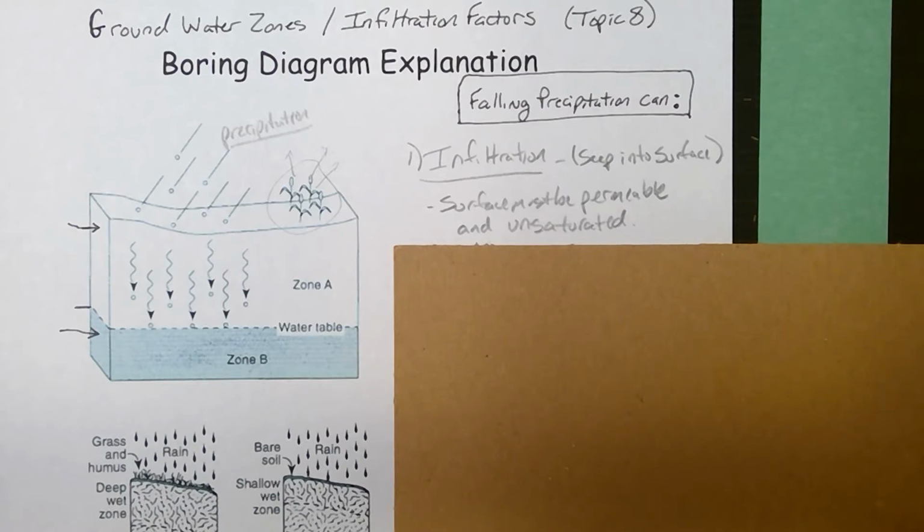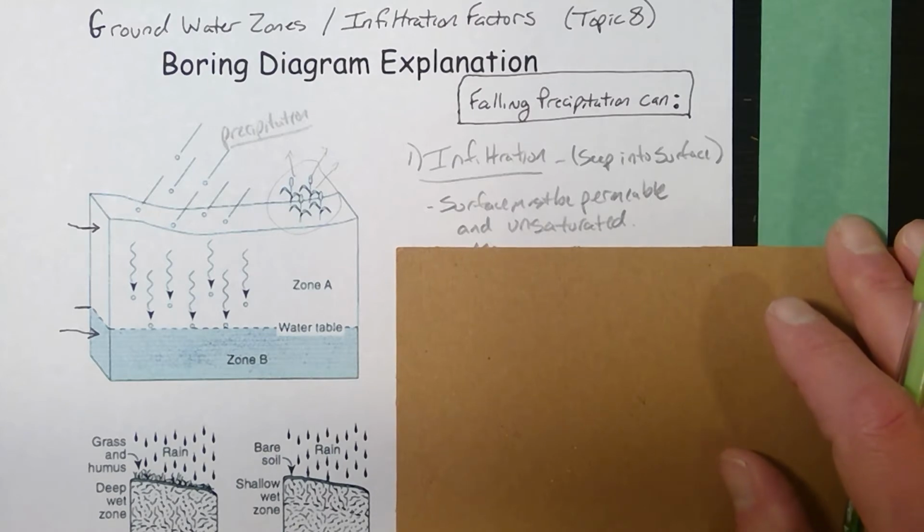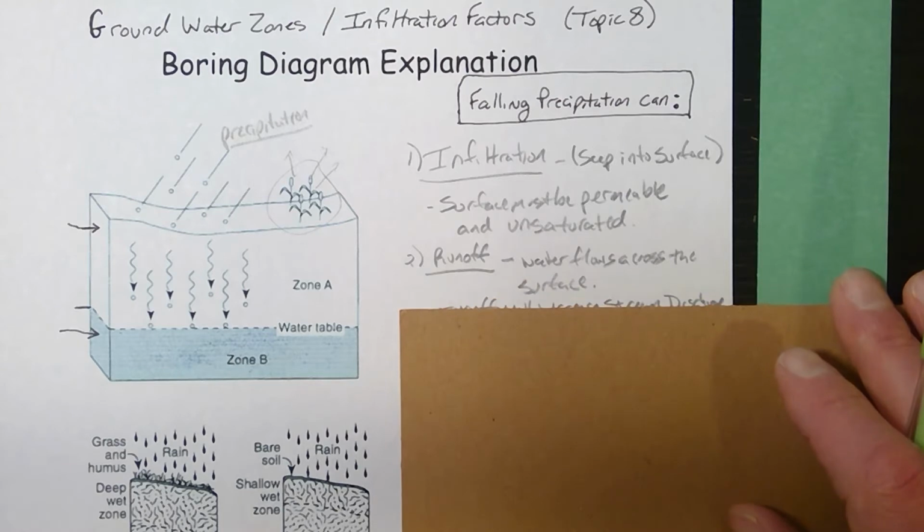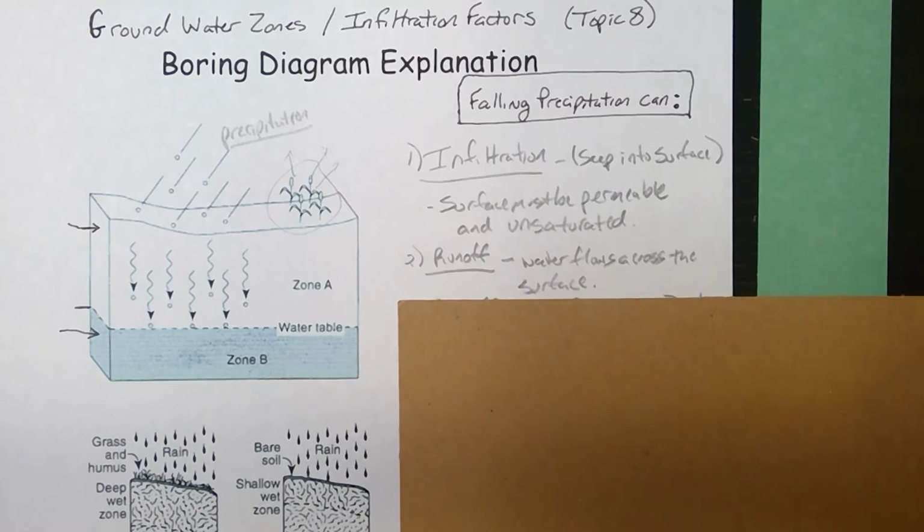The second thing is the surface must be unsaturated. If the surface were already filled with water, there'd be no room for the water to infiltrate, so it couldn't go in. So the first thing that might happen, and it's good if water infiltrates and becomes part of the groundwater system. Now, if it can't flow in, another thing that happens is the water could run off.